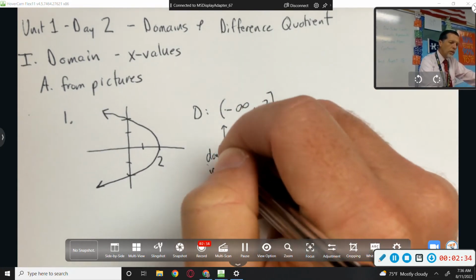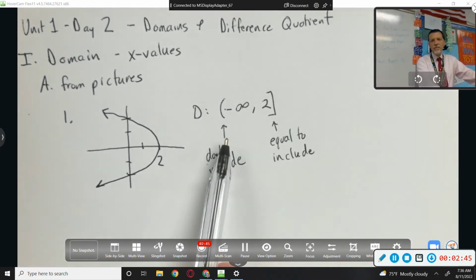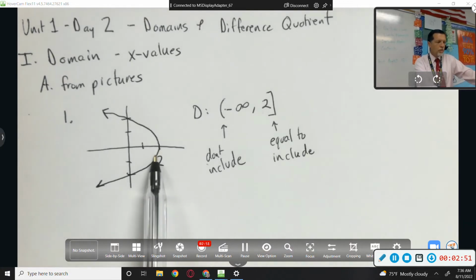That's a little bit weird for infinity, but I just remember it as you can't ever get to infinity. Infinity is not a number, it's more like a concept of way out there. So you can't get there, so you can't ever say you equal infinity. You're just headed to infinity. You do want to include 2 because it goes through 2. So negative infinity to 2.